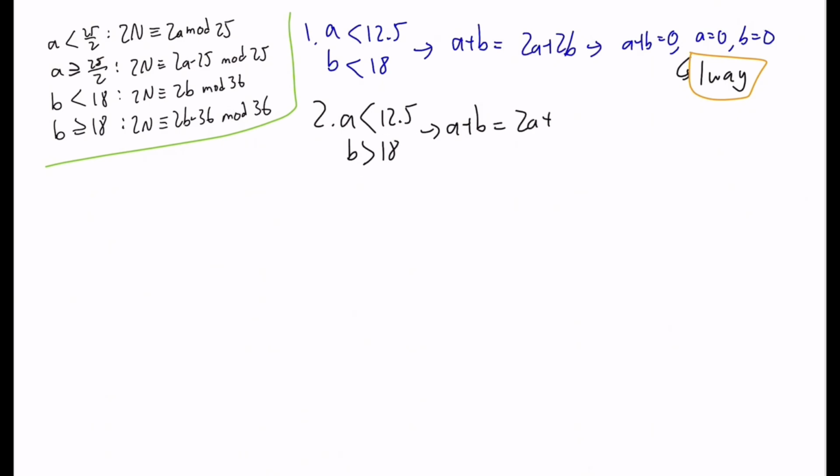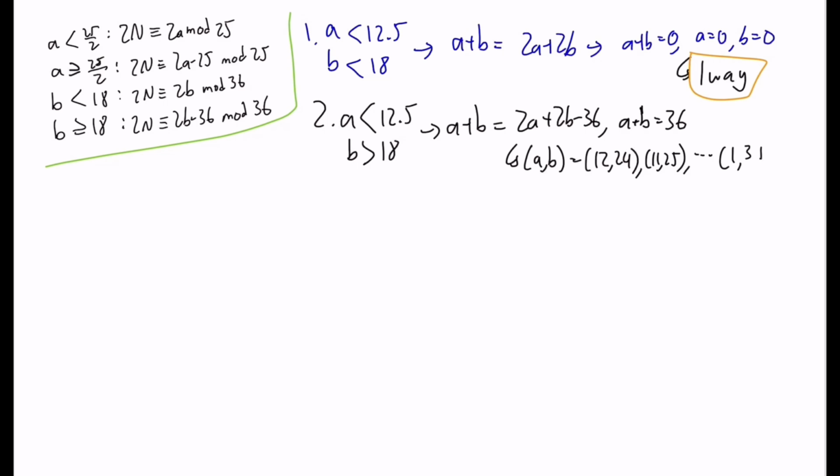So 2b minus 36, this gives us that a plus b equals 36. A and b can equal 12 and 24, or 11 and 25, and so on until it gets to 1 and 35. This is because a has to stay below 12.5, that's why it's starting from 12 and decreasing. And b has to go over 18, that's just satisfied when we satisfy the conditions for a.